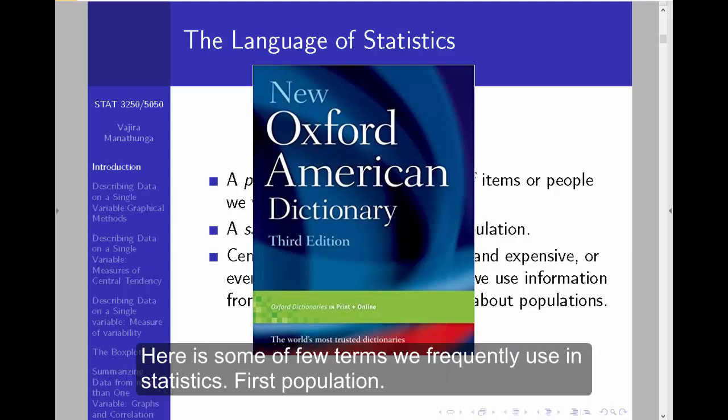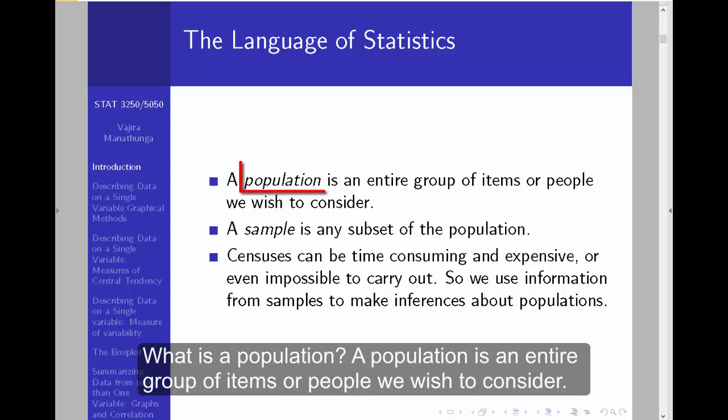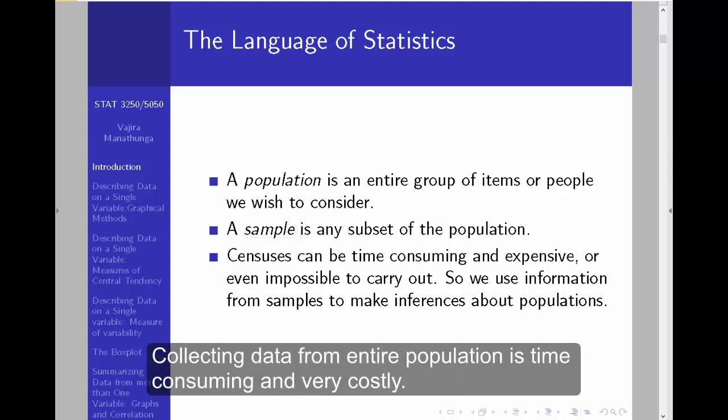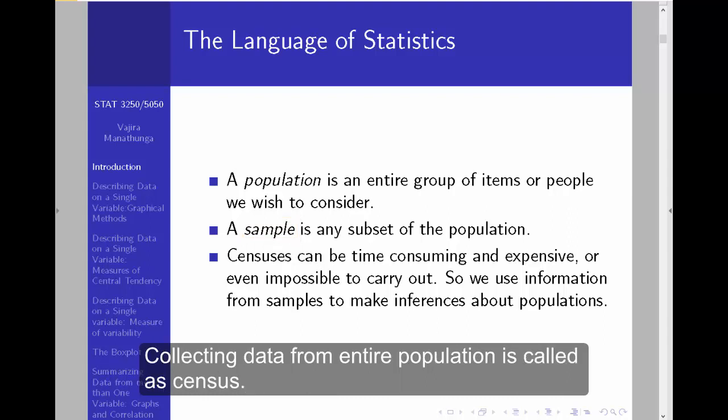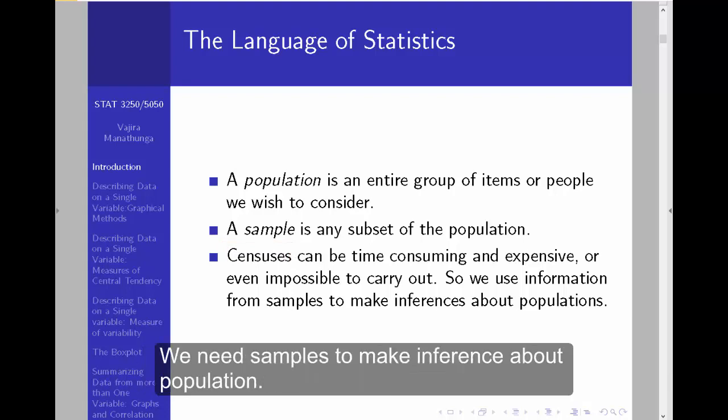Here are a few terms we frequently use in statistics. First, population. What is a population? A population is an entire group of items or people we wish to consider. A sample is any subset of that population. Collecting data from an entire population is time consuming and very costly. Collecting data from an entire population is called a census. If you know everything about your population, then you don't need samples. We need samples to make inference about the population.